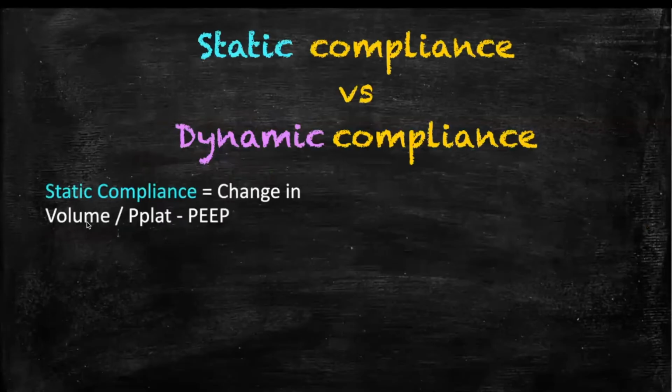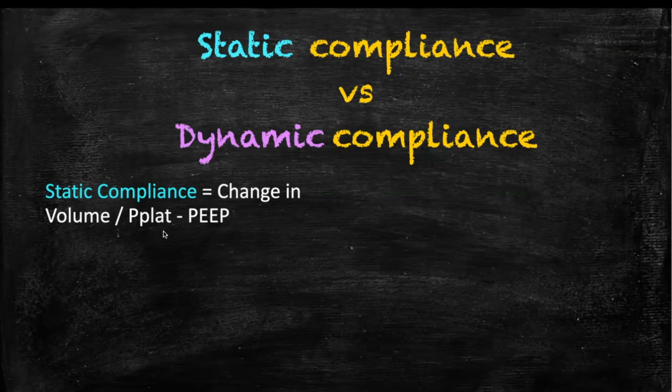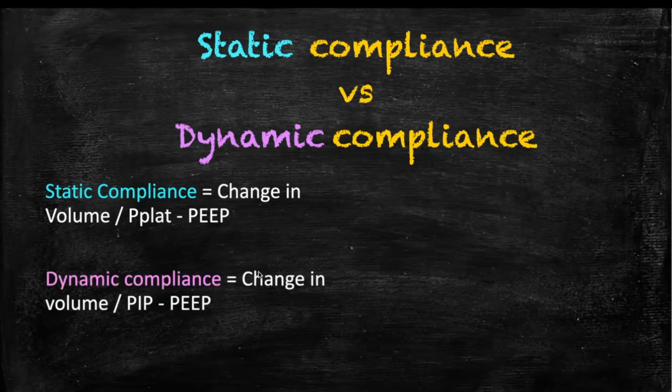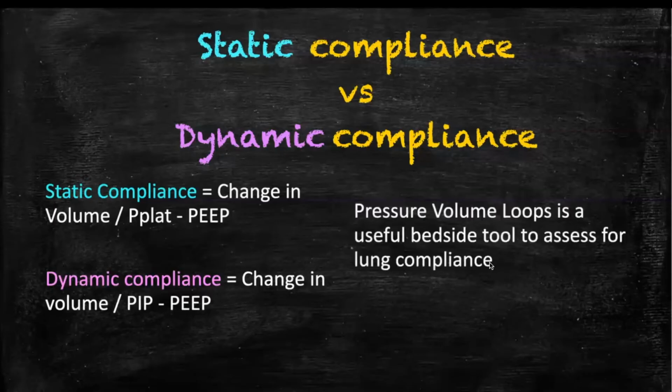Static compliance means change in the tidal volume divided by P plateau minus PEEP, where plateau pressure means it's alveolar pressure. So static compliance is basically talking about lung compliance, while dynamic compliance is change in volume, which is nothing but tidal volume, divided by PIP minus PEEP, where PIP, if you are taking, that means you are including airway resistance, as we saw in earlier slides. So that means you are taking airway resistance as well as alveolar pressure. You are taking both. So this is respiratory compliance. This is dynamic compliance. The pressure volume loop is a useful bedside tool to assess the lung compliance.